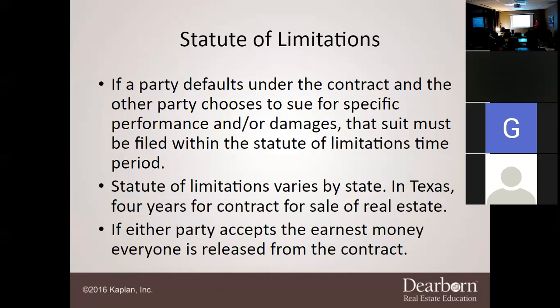Okay? So here's the key thing I want y'all to understand. The statute of limitations, of course, is going to vary by state. So it depends on if you're national or state. But in Texas, how many years you got? 4. You have 4 years from the contract for sale of real estate to bring a lawsuit. That also applies to many other types of contracts.